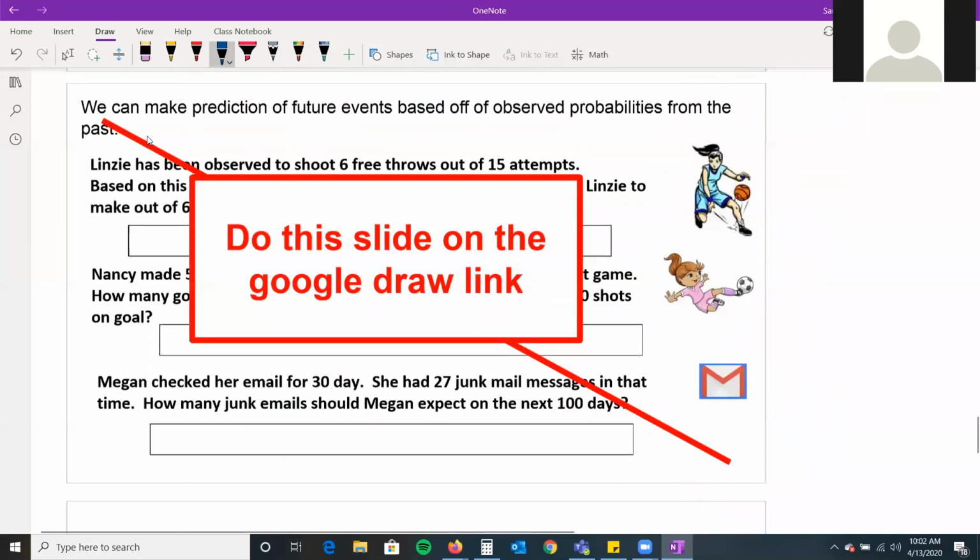All right, last one, guys. I want you guys to go ahead and answer these 3 on your own. On your draw file, you will be sharing this with me, so make sure you answer these.